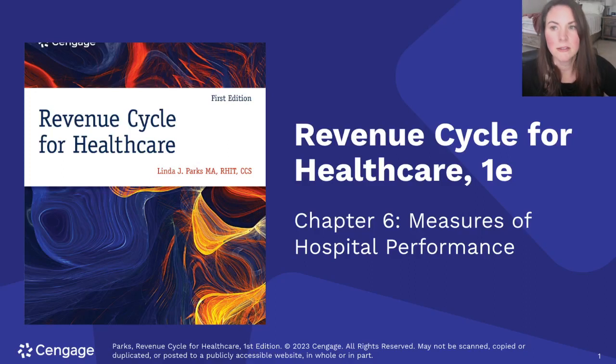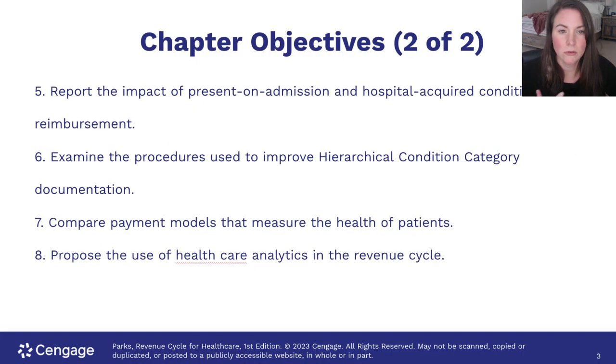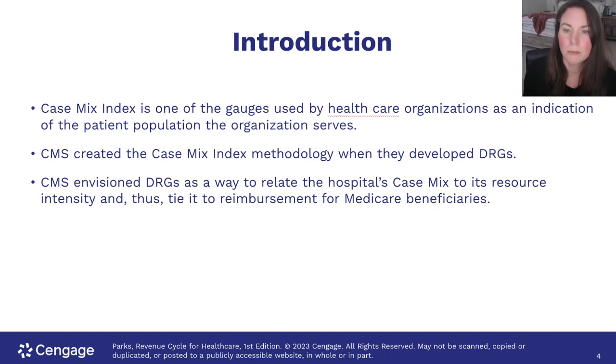All right, guys, Chapter 6 is going to talk about the measures that healthcare organizations use to report their performance to CMS. One of those being the Case Mix Index, which I know I mentioned before. This is what shows the patient population that the facility serves. CMS created the case mix methodology when they developed DRGs. They kind of work together in reimbursement. So we're going to go through that today.